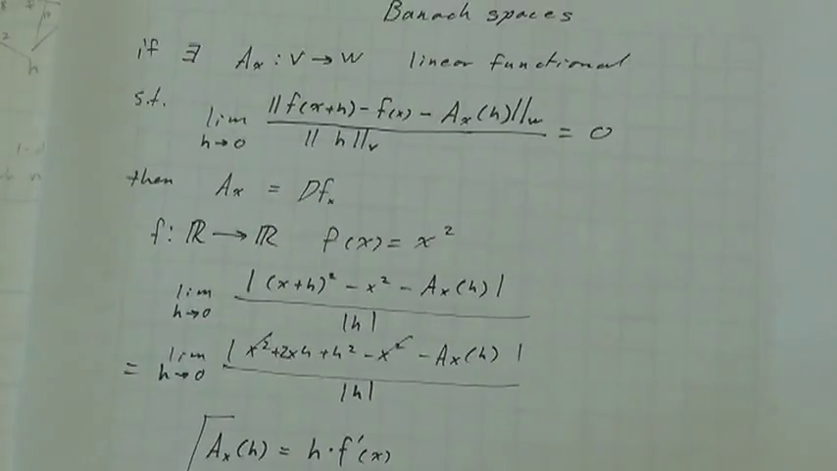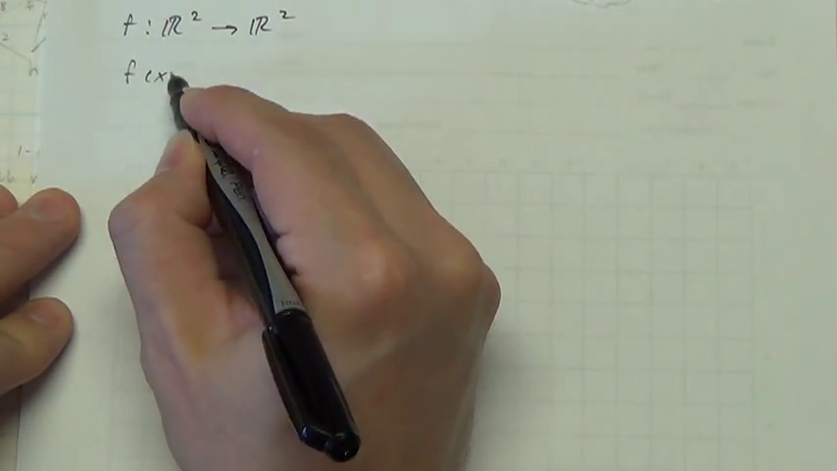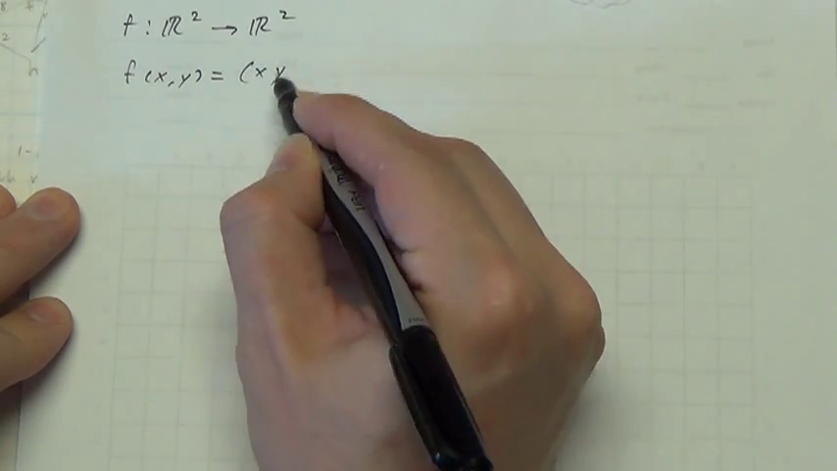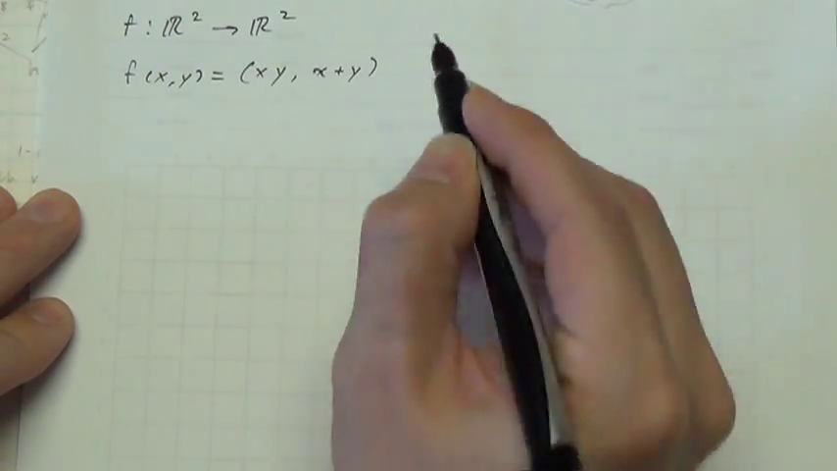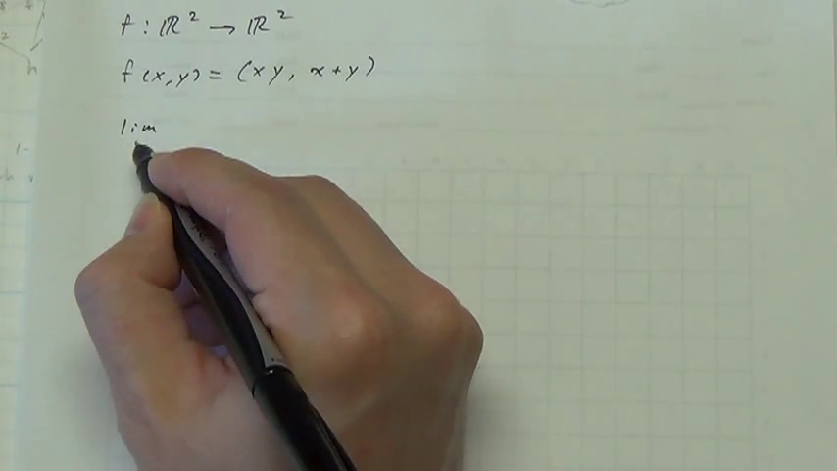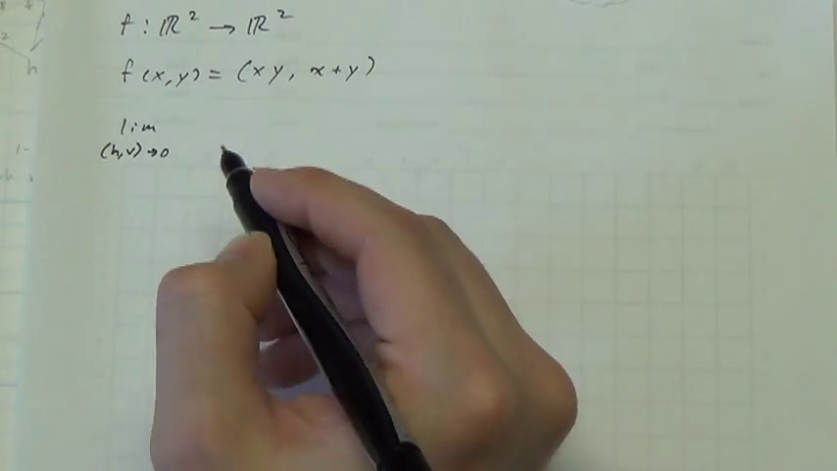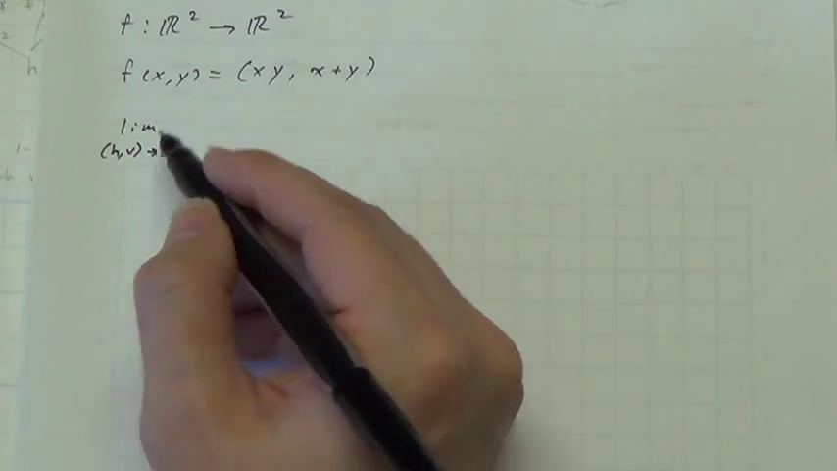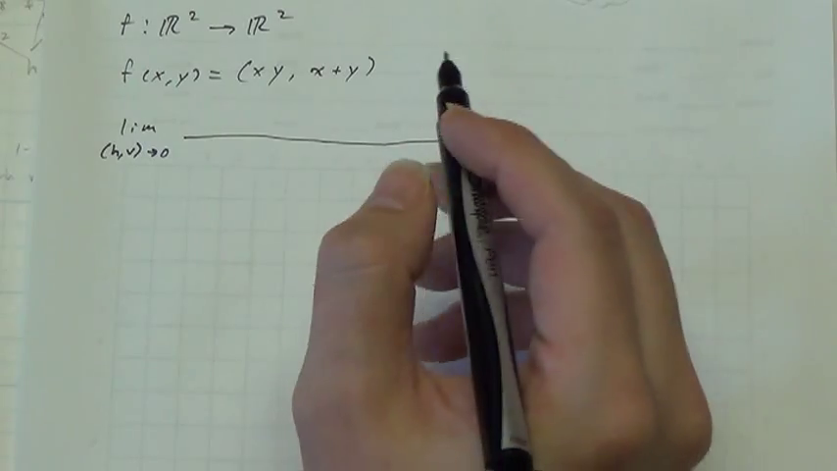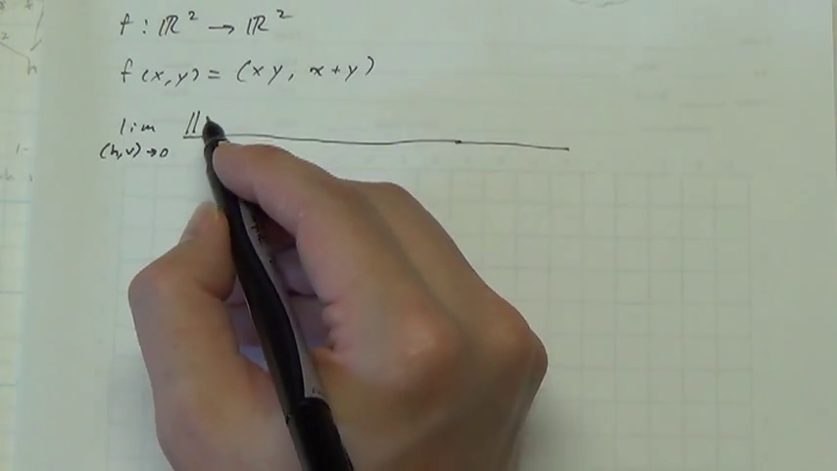Now let's apply this to a more complex example. Say a function from the plane to the plane. Let me give you an example. Let's use a multiplication as the output of the first variable and an addition as the output of the second variable. So the limit that needs to exist here is, now we have a point in R2 going towards 0. Any path this point takes towards 0, the limit of this ratio that I'm going to write out should be 0 if the derivative exists, or if we have the right linear functional.